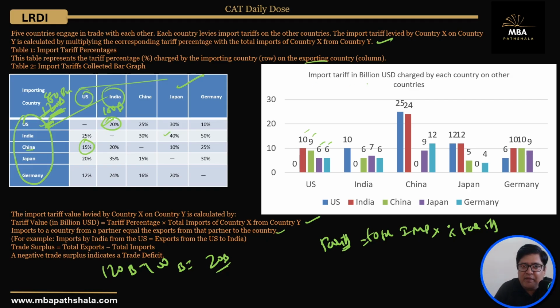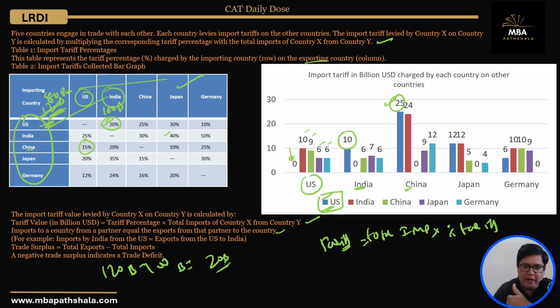The import tariff in billion USD charged by each country on other countries. So see, US is dark blue. Will US charge itself any tariff? No, so that is 0. Now when talking about India, US has charged India 10 billion in tariff. China, look at this. US is charging China 25 billion in tariff.